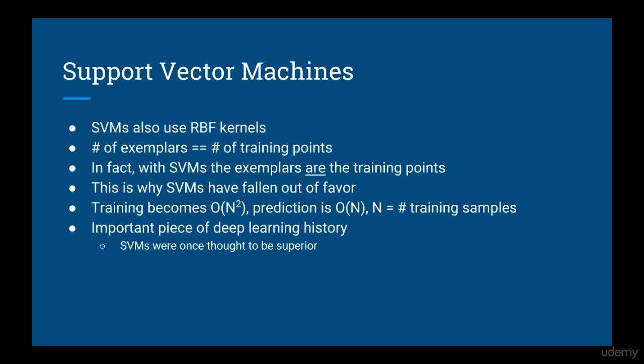In support vector machines, or SVMs, the number of exemplars is equal to the number of training points, and in fact, they are just the training points themselves. This is one of the reasons why SVMs have fallen out of favor. They don't scale to the data sizes that we have today. Because each training sample becomes an exemplar, training an SVM is O(n squared), and prediction is O(n), where n is the training sample size. This is an important piece of deep learning history, because SVMs were once thought to be superior to neural networks.